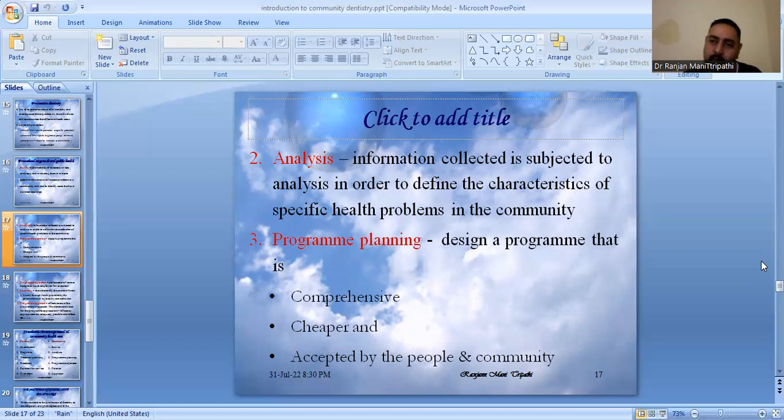Planning of a program. To design a program means designing a program that is either comprehensive or cheaper and also accepted by the people and community.